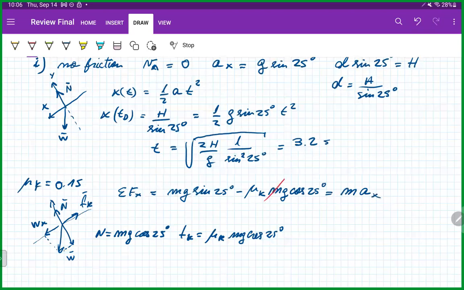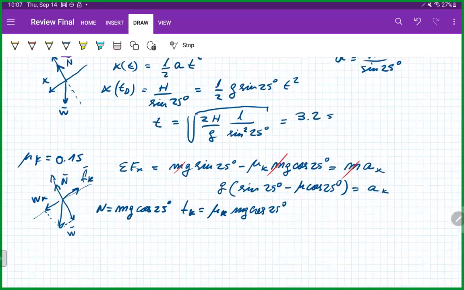And we can take the m's out, masses going away. And now we get some expression for the acceleration, which is the same as we calculated in the previous one. g sine of 25 minus mu cosine of 25 equals the acceleration for the x-axis. And now we can write the distance. We can write our equation, right? With the time.